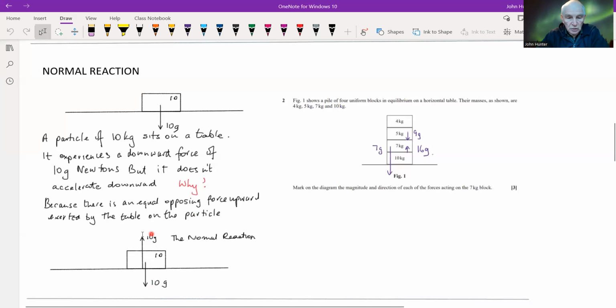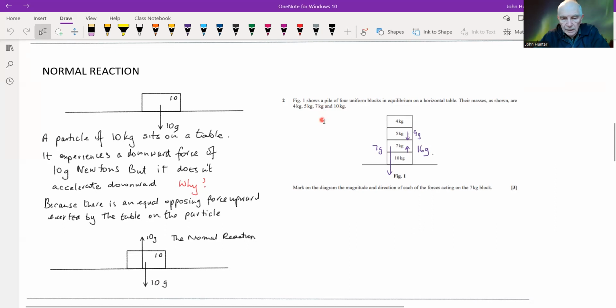So this is the situation that we've actually got: the force downwards, which is its weight, and we've got the normal reaction, and these two must net out to 0. They must be equal and opposing, because the particle is not moving. And the normal reaction is, well, normal basically means perpendicular, and so that force always acts perpendicularly to the surface.